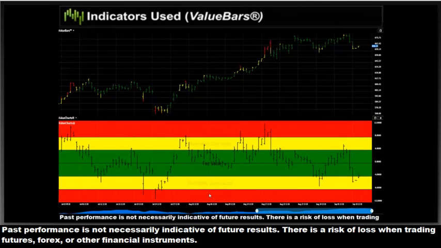Okay, I first want to talk about the nature of value charts. Value charts were created to provide an objective evaluation of the current price based on real past prices within an analysis period. This is a very important distinction because usually in the financial industry, when we talk about value, we're talking about something like value mutual funds.